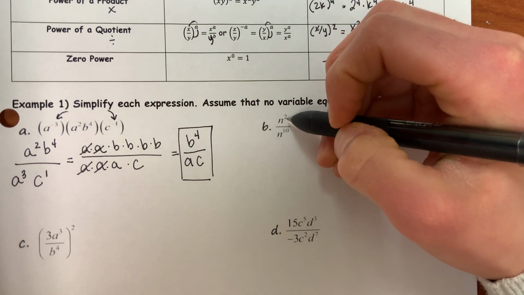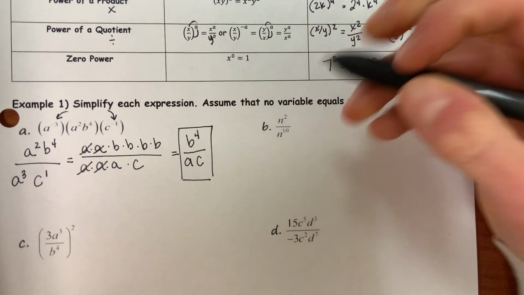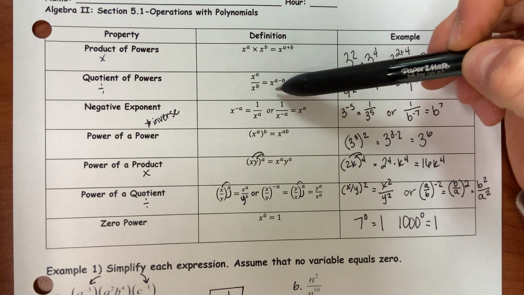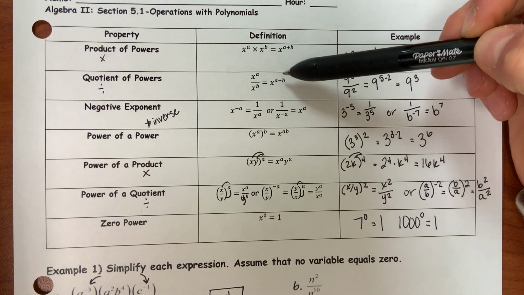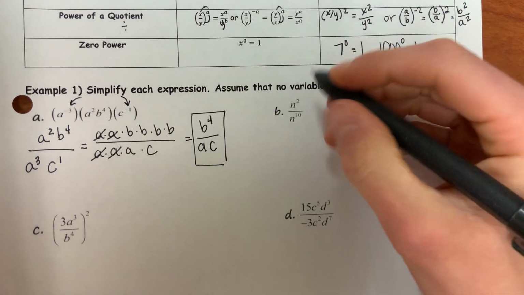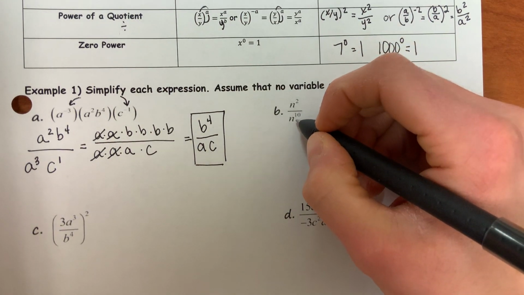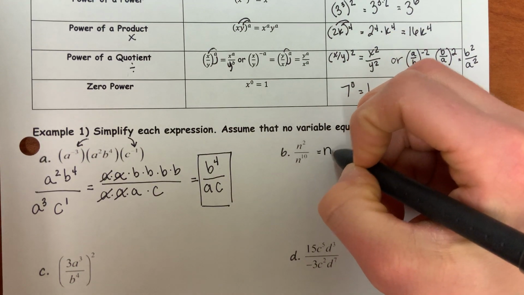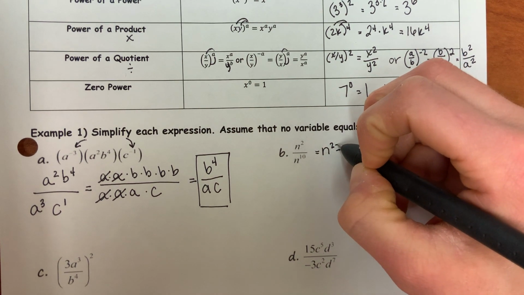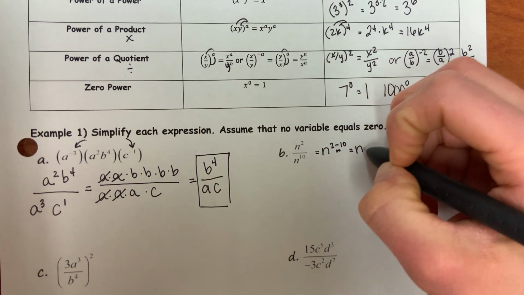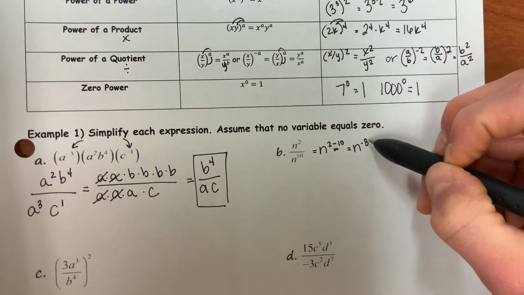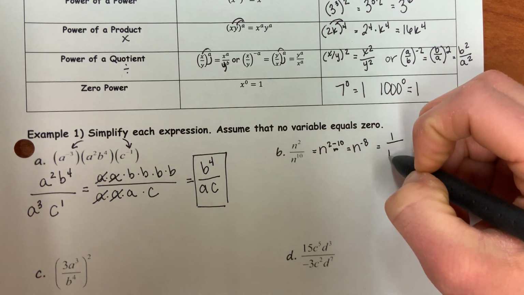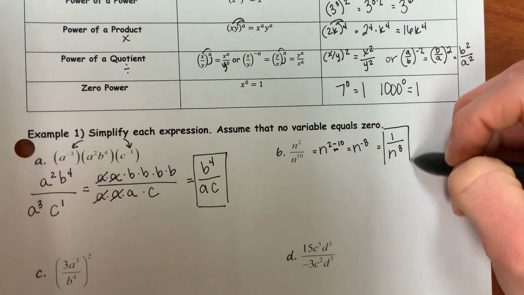So I have n squared over n to the 10th. Okay, so this goes up to my quotient of powers rule. So I'm going to be subtracting exponents here. So I have n squared over n to the 10th, and up here it tells me I need to subtract the exponents. So this becomes n squared minus 10, which is n to the negative 8. Okay, now that we have a negative, I can just put that on the bottom to make it positive, which equals 1 over n to the 8th. And that is my simplified version.